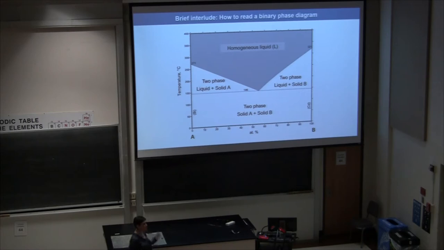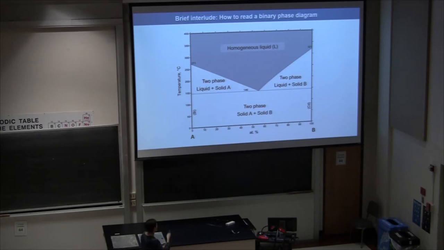And because it's melted, it's very quick for the different metal atoms to diffuse around one another, and the liquid is basically homogeneous. These two regions here are regions where we have two phases coexisting. We have some solid B here and a liquid, and on this side we have some solid A and a liquid.